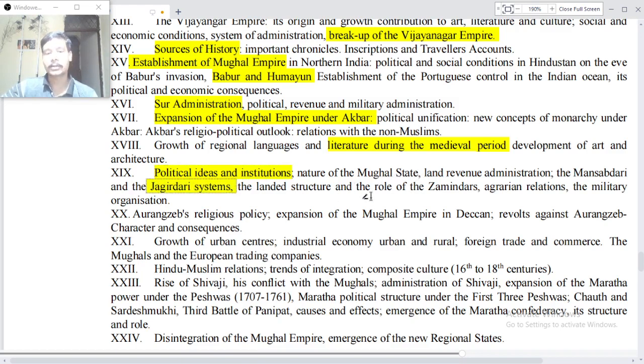The landed structures and the role of Zamindars, agrarian relations, the military organization, Aurangzeb's religious policy, expansion of the Mughal Empire in the Deccan, revolts against Aurangzeb, character and consequences, growth of urban centers, industrial economy, urban and rural, foreign trade and commerce, and the Mughals and the European trading companies.